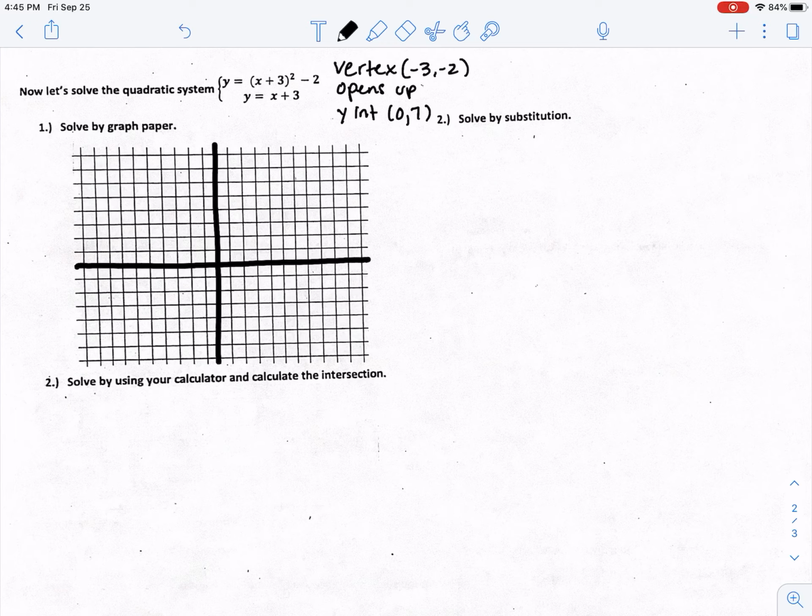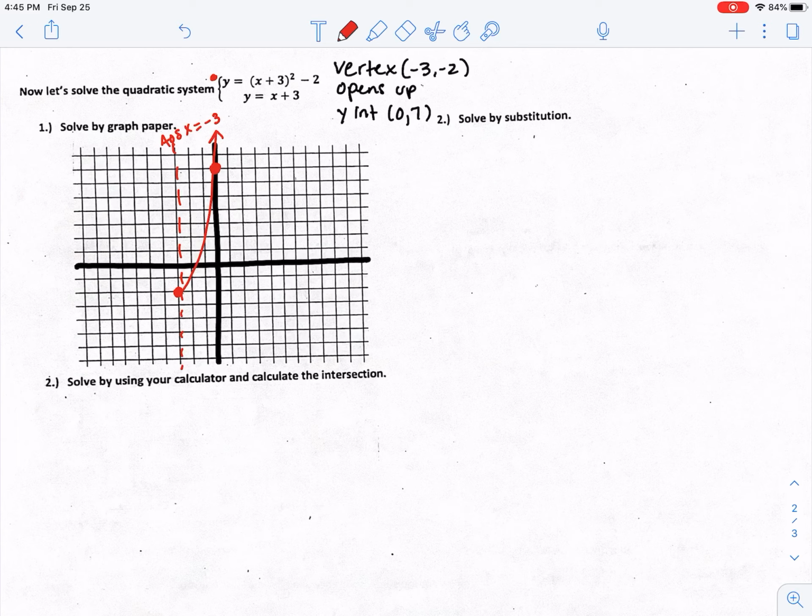Let's graph what we have so far, and we'll do that in red here. I've got negative 3, negative 2. I also know with parabolas the axis of symmetry is going to be x equals negative 3. It's that x equals h. And I know that it goes through 0, 7. 1, 2, 3, 4, 5, 6, 7. Okay. I also know that it opens up.